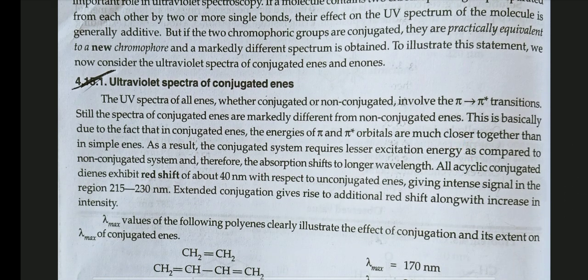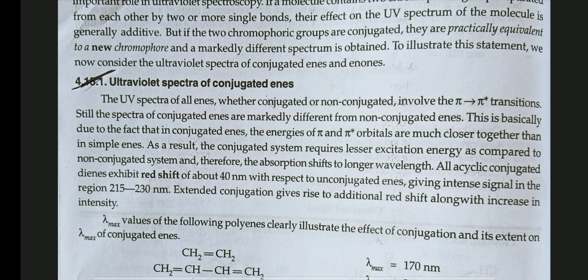Ultraviolet spectra of conjugated enes. The UV spectra of all enes, whether conjugated or non-conjugated, involve the pi to pi star transition. Still, the spectra of conjugated enes are markedly different from non-conjugated enes. This is basically due to the fact that in conjugated enes, the energies of pi and pi star orbitals are much closer together than in simple enes.